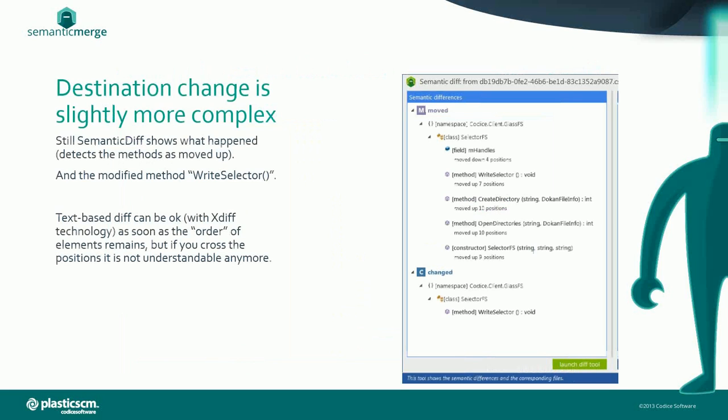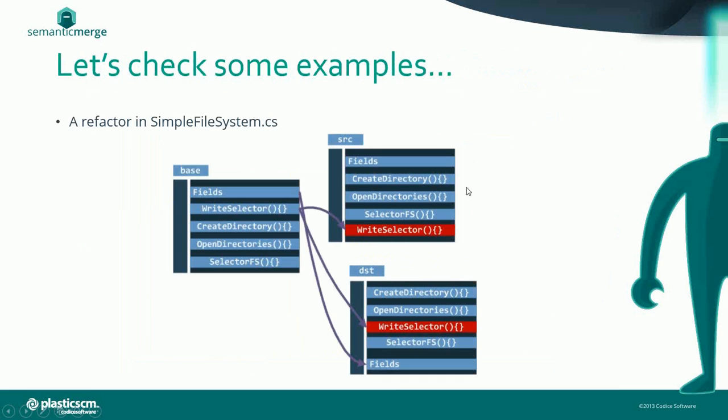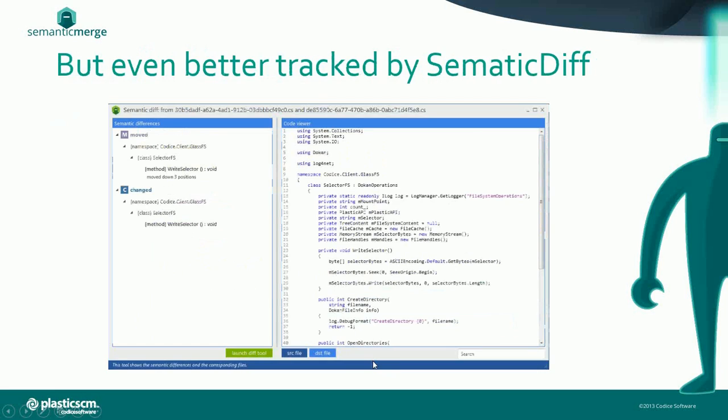Now, the change on destination is slightly more complex because semantic diff will let you check what happened. Remember, I moved the writeSelector and I also moved the fields down. Actually, today what it's finding is that the method has moved up, which is equivalent. Let me remind you that I moved writeSelector down, which is equivalent to saying selector, fs, openDirectories and writeSelector moved up, because the fields also moved down. So that's a little bit of what happened.